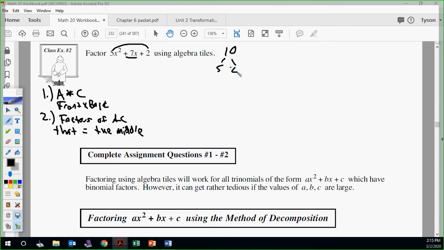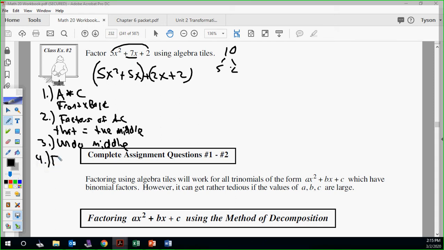And this is the decomposition step. We'll say undo middle. So what we're going to do is write 7x as 5x plus 2x, so we have 5x squared plus 5x plus 2x plus 2. I wrote the 7x as 5x plus 2x. So I did not change it. We just wrote it differently. And now we have 4 terms. And we're going to factor by grouping. So that's your steps. Factor by grouping.